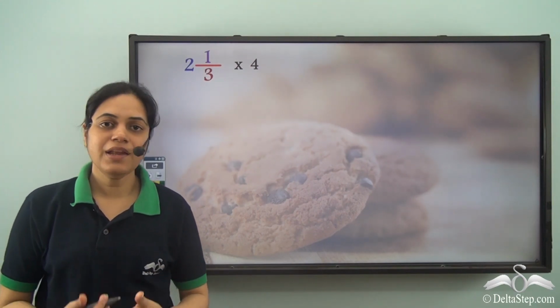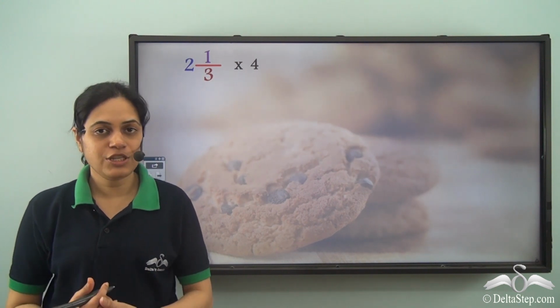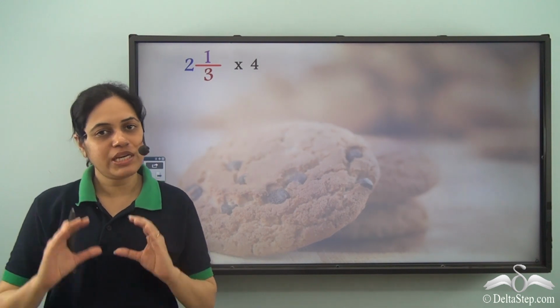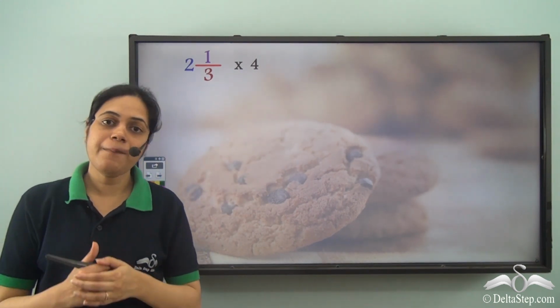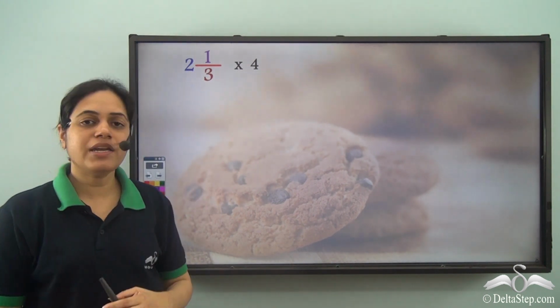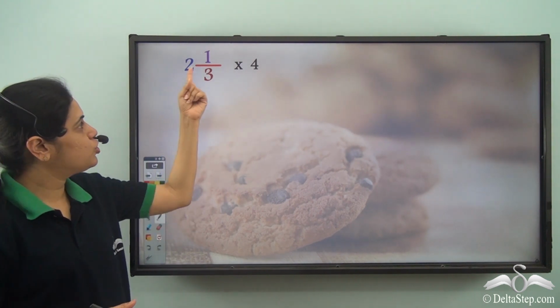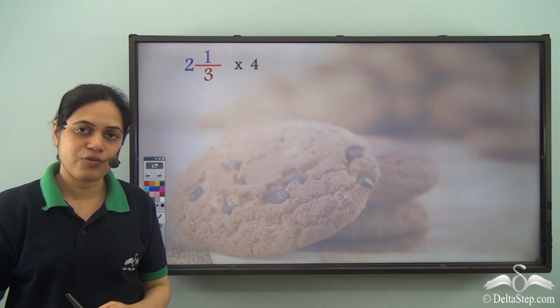We have already seen how we can multiply proper and improper fractions. We need to multiply the numerator with the numerator and the denominator with the denominator. Now, how do I multiply a mixed fraction with another number? So, I have a mixed fraction here, 2 1 by 3, and I need to multiply it by 4.